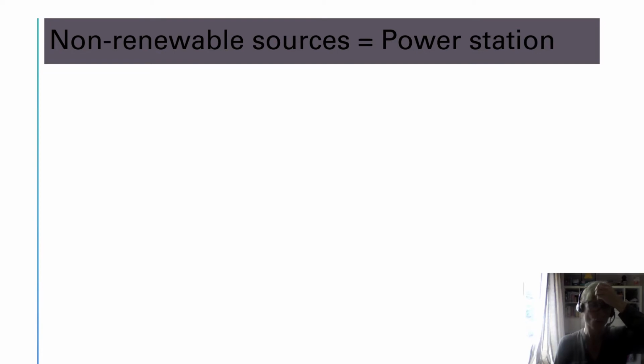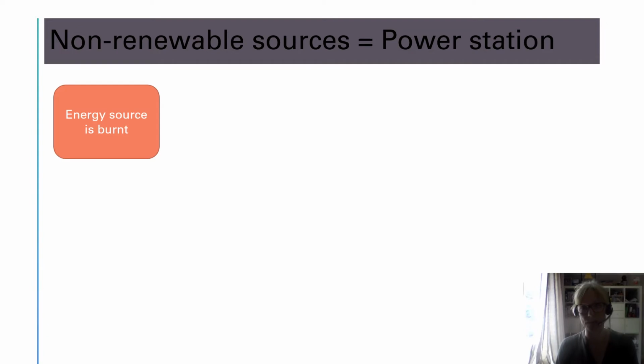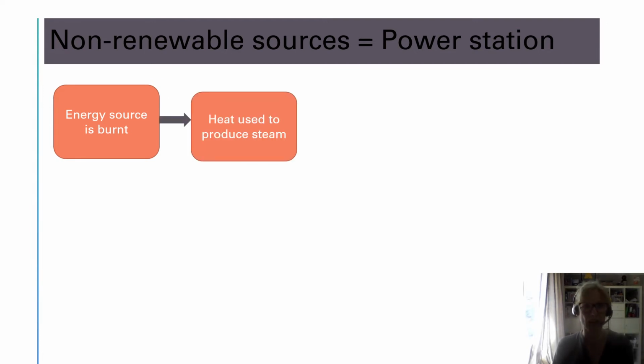Right, so now we're on to the non-renewable sources. So these are the dirty ones, the fossil fuels. These are what we associate with power stations, and we need to know how they're used to generate electricity. So in a power station, you start off with your energy source, so either oil, coal or gas at this point. They're burnt, they're set on fire, and then the heat is used with a big supply of water. That's one of the disadvantages of these power stations, that they use a huge amount of water, and it's used to produce steam.